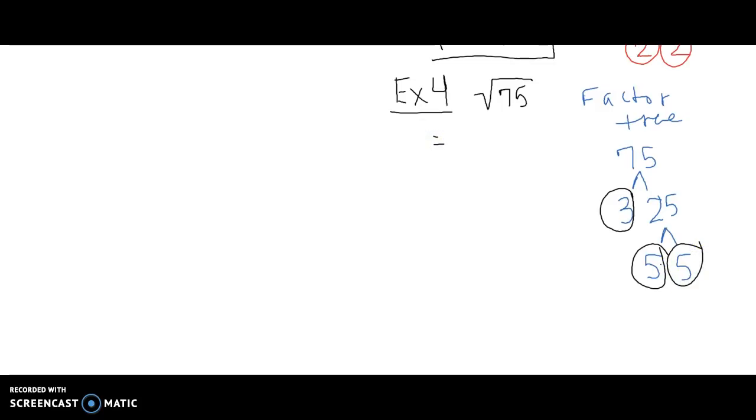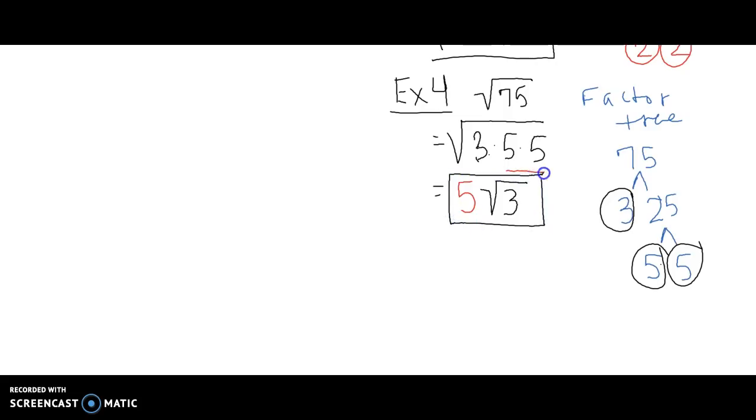Therefore, the square root of 75 can be written as 3 times 5 times 5. Now here, when we take the square root, we want to know what number times itself we can take out. Here we got 5 times 5, so that means I can take out 1 5. I can't take out the 3 because the 3 does not have a pair. So the square root of 75 simplifies down to 5 times the square root of 3.